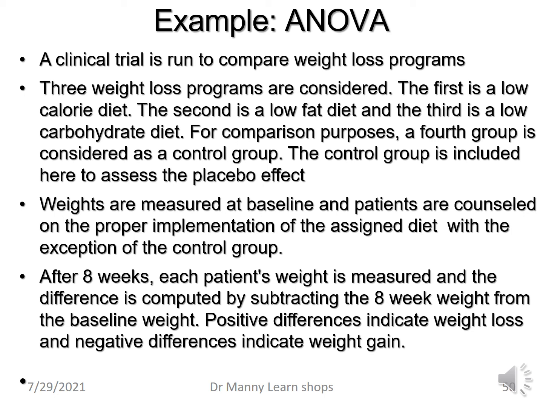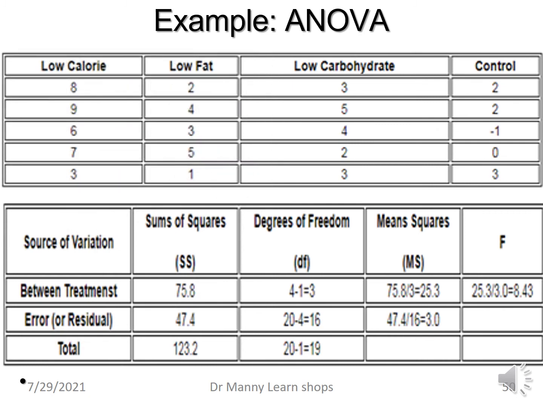Weights are measured at baseline and patients are counselled on proper implementation of the assigned diet, with the exception of the control group. After 8 weeks, each patient's weight is measured and the difference is computed by subtracting the 8-week weight from the baseline weight. Positive differences indicate weight loss, negative differences indicate weight gain. So an example of ANOVA: low calorie, low fat, low carbohydrate, control.